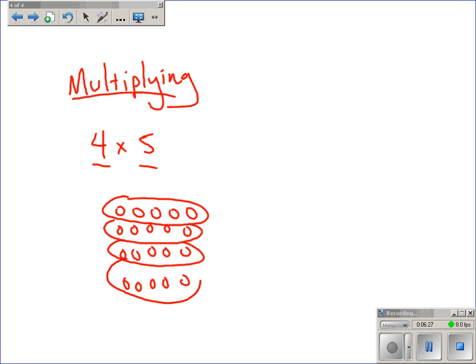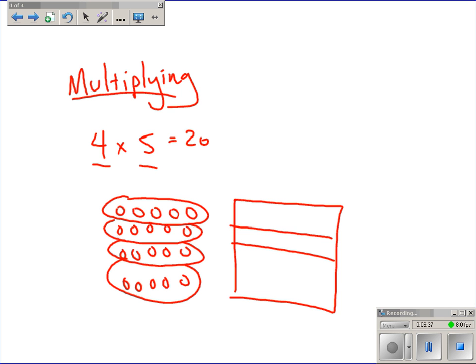Okay, so how many things do I have in all? Well, I have 20. If I counted them all, I'd get 20. Now, perhaps an easier way to draw this is by using some boxes. Okay, and that gives me 20 little squares. Okay, so I have 4 groups of size 5.